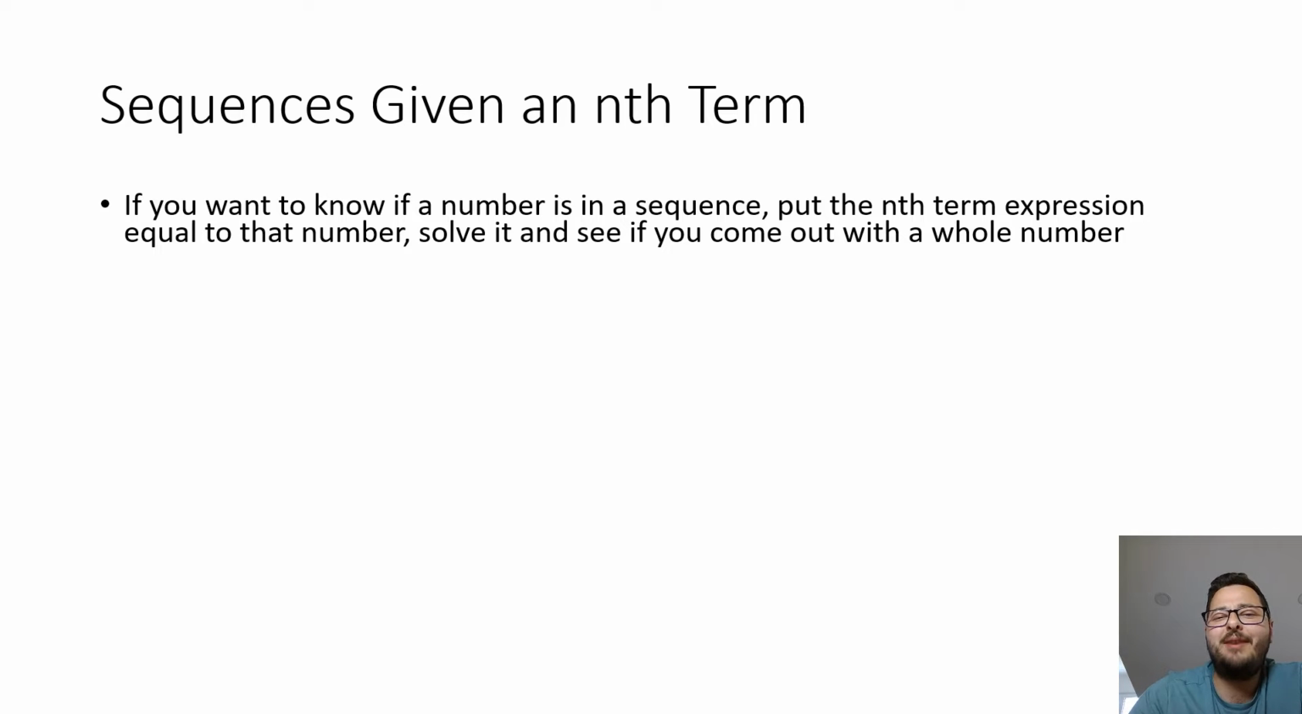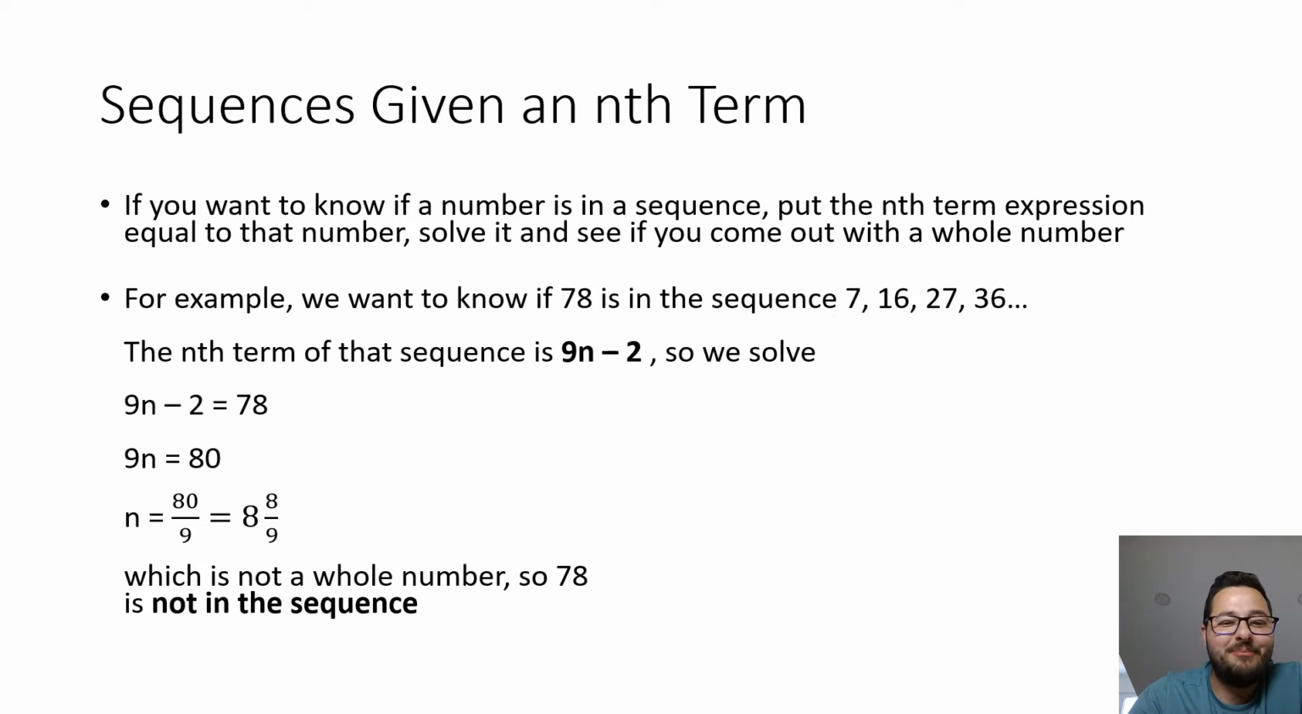So I feel like I've just said what's going to come up in the next few bullet points. But for example, we want to know if 78 is in the sequence 7, 16, 27, 36. The first thing we do is find the nth term, which is 9n minus 2. And then we solve it. So we put 9n minus 2 equals 78. Add the 2, so 9n is 80.